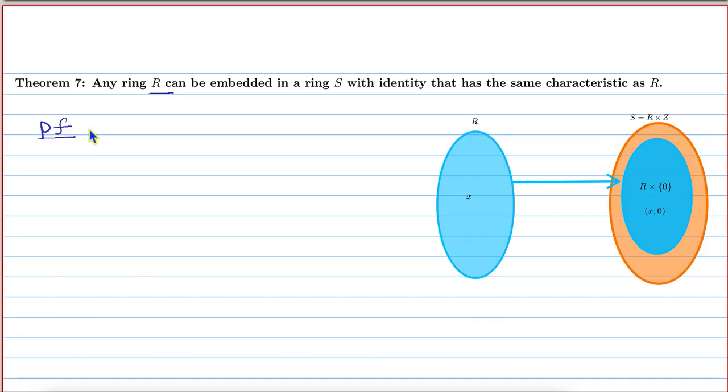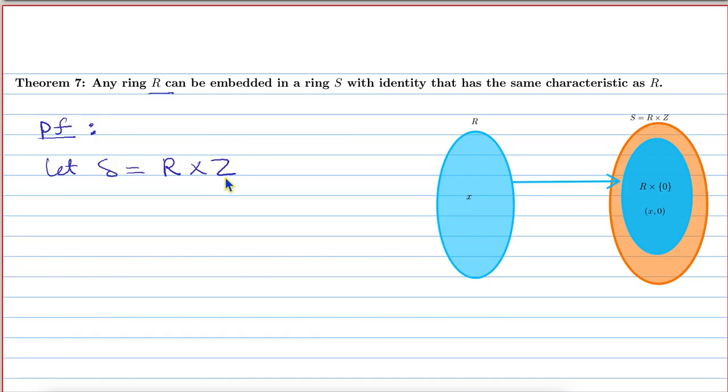And if you recall, we proved that any ring R can be embedded in a ring S, where S is constructed as R cross the ring of integers. And R is embedded as an ideal, which is R cross the element 0. Okay? So the first attempt at the solution is to try to use this same construction. So we let S equal R cross Z, and let's see if this works.